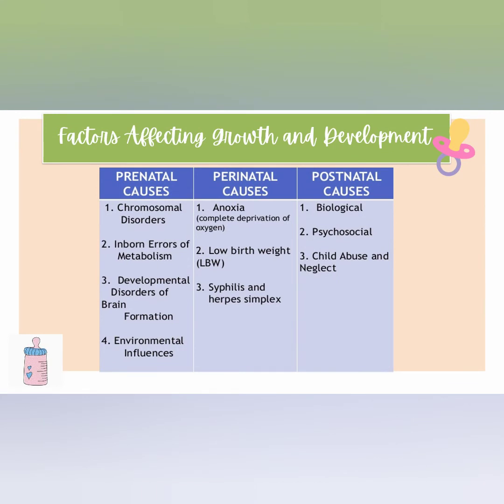Here are other factors that can affect growth and development of a child. For prenatal causes: chromosomal disorders, inborn errors of metabolism, developmental disorders of brain formation, environmental influences. For perinatal causes: anosmia, low birth weight, syphilis and herpes simplex. For postnatal: biological, psychosocial, child abuse and neglect.